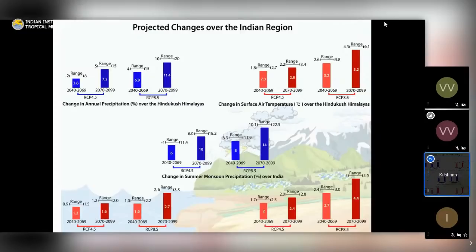And we have also seen that there is a general increase in the monsoon precipitation, in both RCP 4.5 and 8.5. We have also given projections in the SST, changes in the Indian Ocean, changes in the annual precipitation over the Hindu Kush Himalayas, and also the temperature and precipitation changes. We have also documented that the temperature changes are not spatially uniform. They vary. We have to keep that in mind.